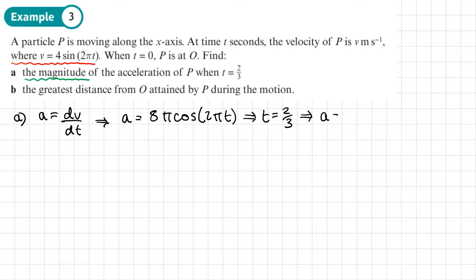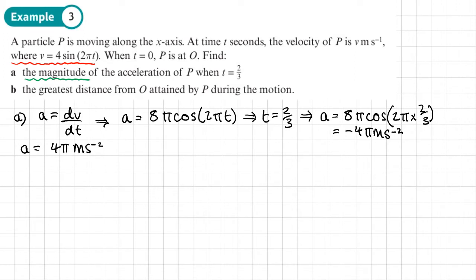So a is equal to 8 pi times by the cosine of 2 pi times by 2/3. Let's see what that gives us. My calculator gives me negative 4 pi meters per second squared. Now it says the magnitude, so I ignore the negative, and the size of the acceleration is 4 pi meters per second squared. Let's have a look at part B.